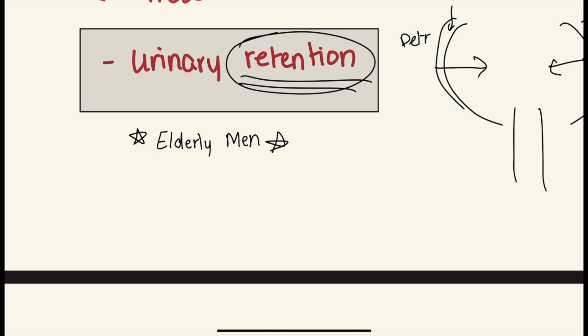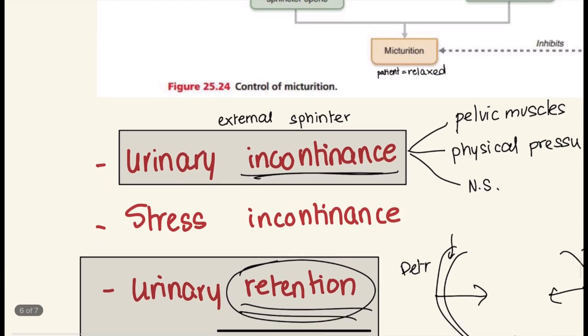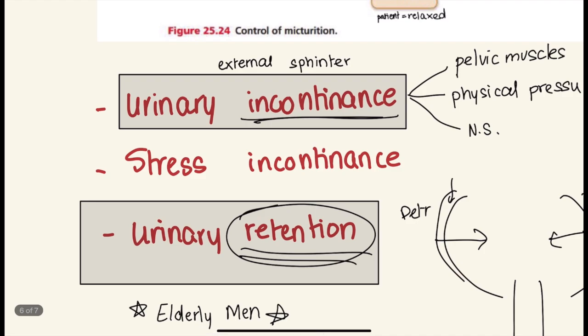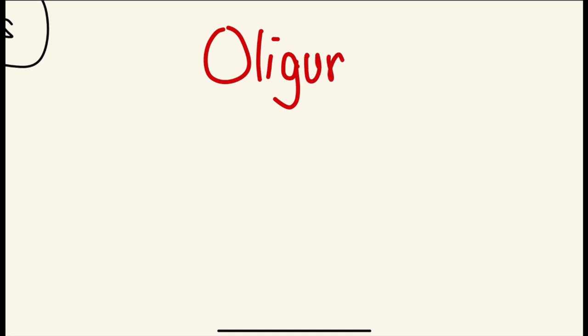Okay, how would you treat this? You can insert a catheter, which is basically a flexible tube that you can insert into the person, and it would allow the drainage of urine and prevent the bladder from excessive trauma. Okay, and then we have the stress. Since we talked about low urinary output, I want to mention two important vocabulary words. So we have oliguria, okay, and we have anuria.